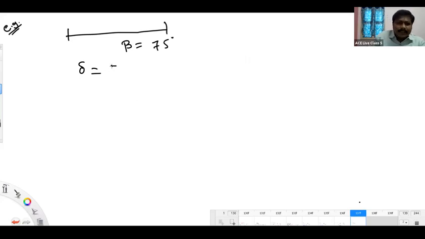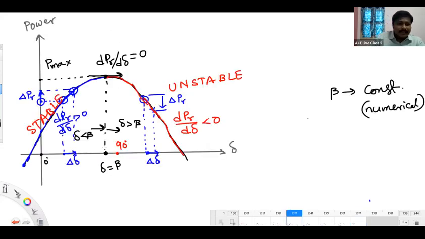Can we go for 73 degrees? Because we said delta less than beta, system is stable. Can we maintain delta equals 73 degrees? See, for example, delta equals 73 degrees, system is stable. That's okay. But you observe that this delta is very close to beta. If you see in this diagram, this point is 75 degrees, and 73 degrees might be here.